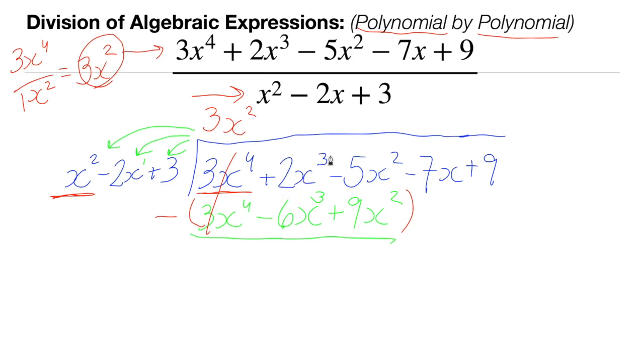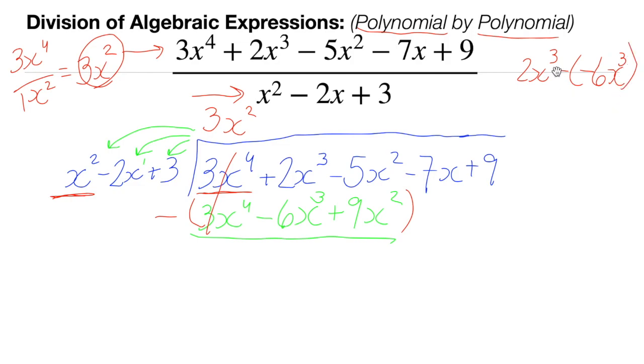2x cubed minus negative 3x cubed. Again, 2x cubed minus negative 3x cubed. What are we going to do? Keep, flip, change. Flip this into addition and then change its sign. So what are we doing here? We are actually adding them up. Let me write it here. So 2x cubed minus negative 6x cubed.